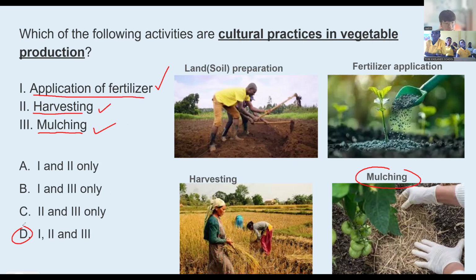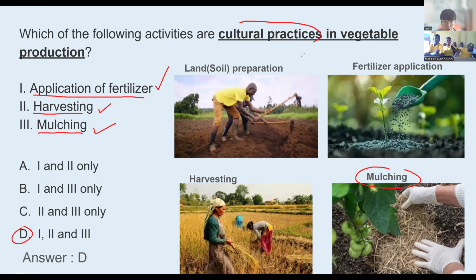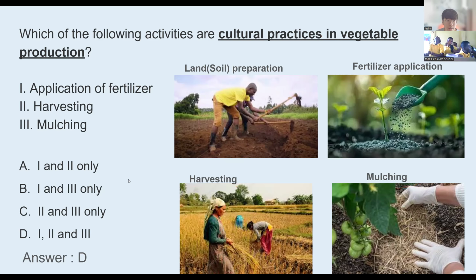Yes, that's correct. That is why the answer is D, because all of these are cultural practices in vegetable production that help the growth of these vegetables. So you can apply the fertilizers, you can harvest them, you can practice mulching, covering the top, all to increase the vegetable production. That is why the answer is D.